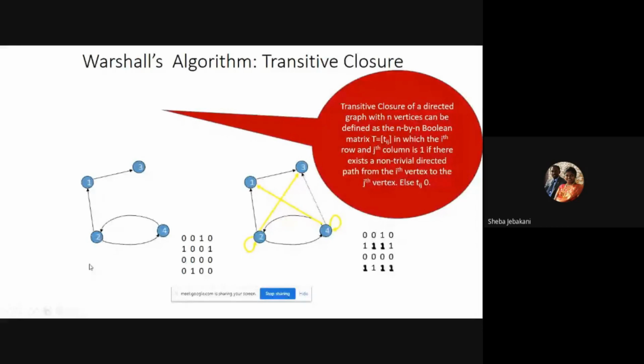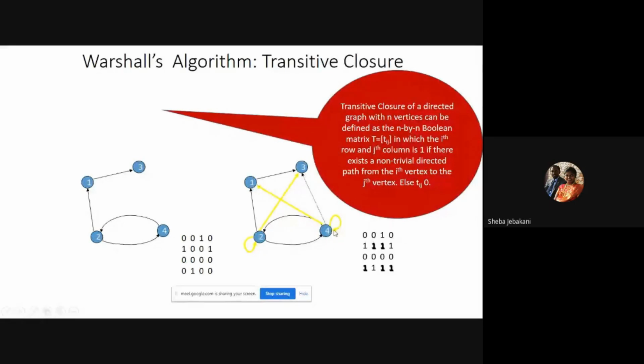So you know the transitive closure property, A to B. If you have a path from A to B and from B to C, then you can go from A to C. The same property we are going to use over here. So you can go from 2 to 1 and 1 to 3. That means we can directly go from 2 to 3. So these yellow arrows that you can see are the paths that are present between the vertices.